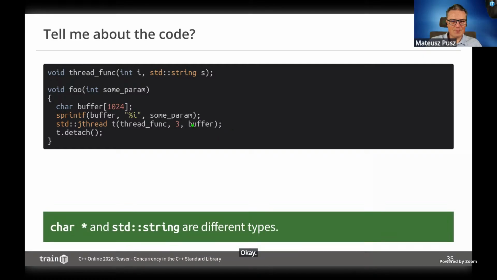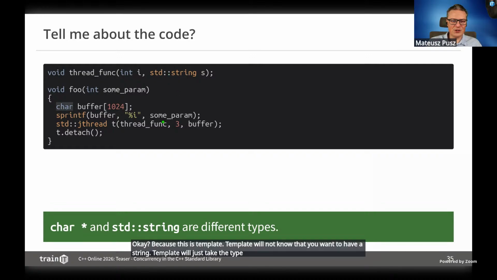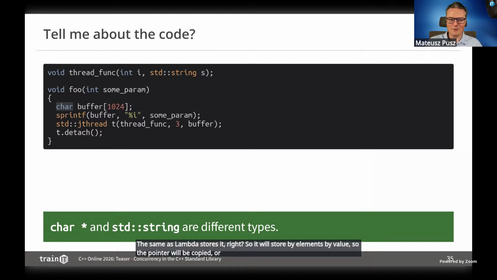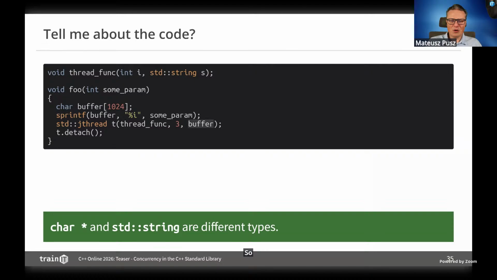Okay, because this is a template. Template will not know that you want to have a string. Template will just take the type of the argument you pass and store it the same as a lambda stores it, right? So it will store elements by value, so the pointer will be copied, or references by references, right? So by value will be copied as const star. Those are different types, so it's dangling again, right?